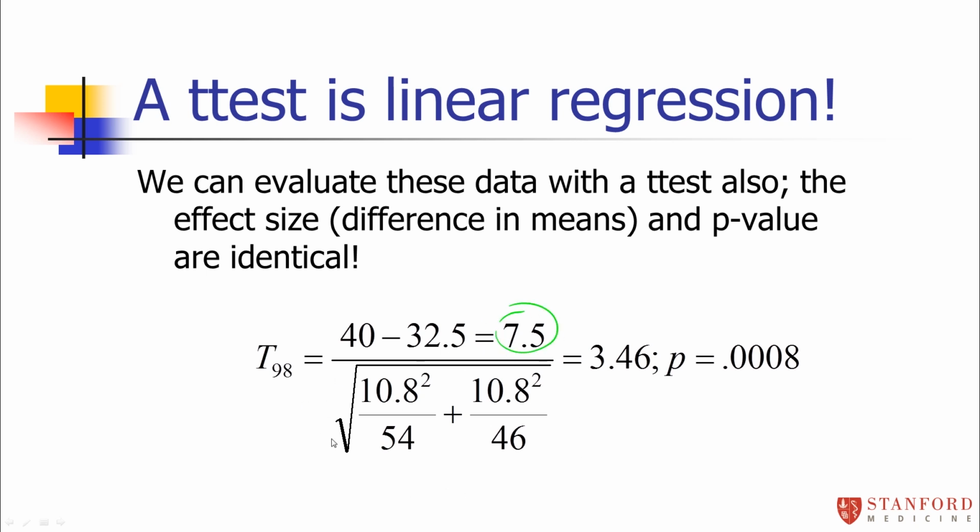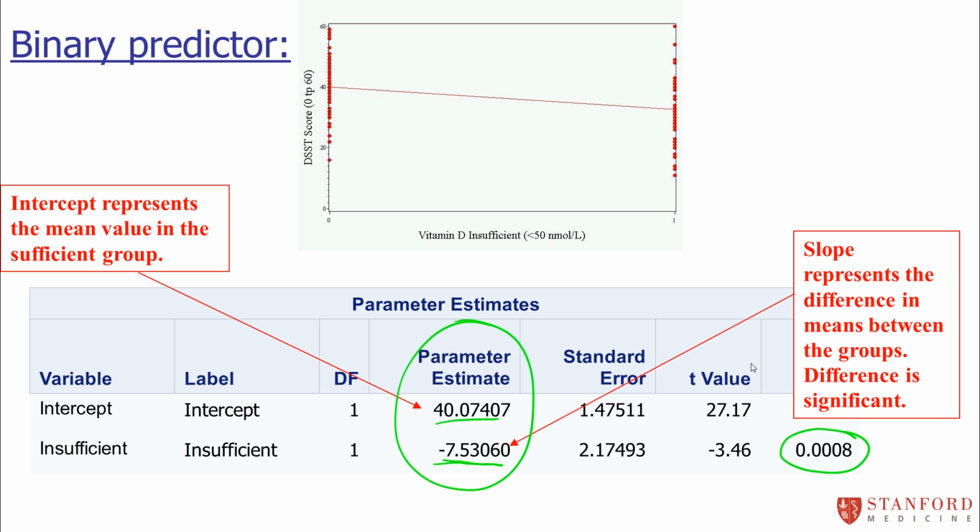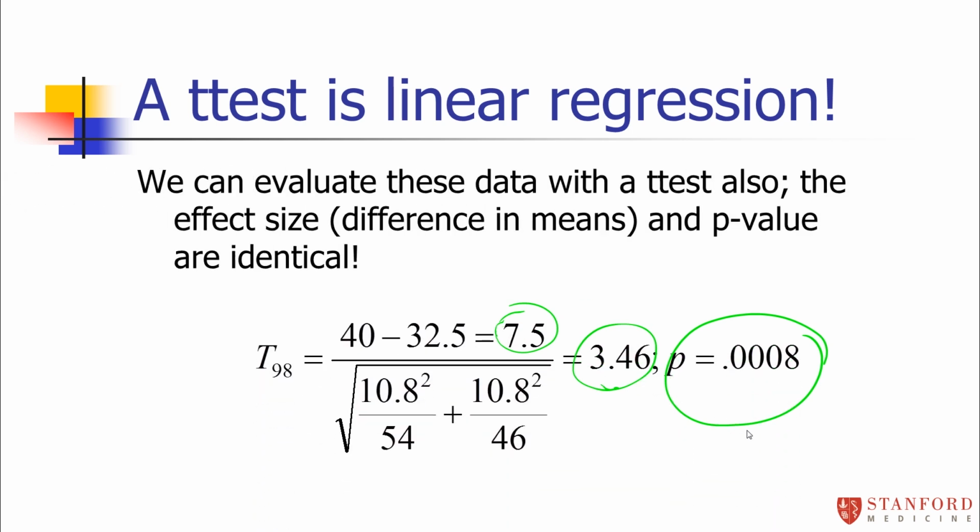We can calculate the standard error in the denominator. That turns out to be the same standard error that you get in the linear regression model on the earlier slide. The t-value comes out to be 3.46. The p-value comes out to be 0.0008. And actually, if you look at the previous slide, you can see that that is the t-value and the p-value from the linear regression. So there's nothing new here.